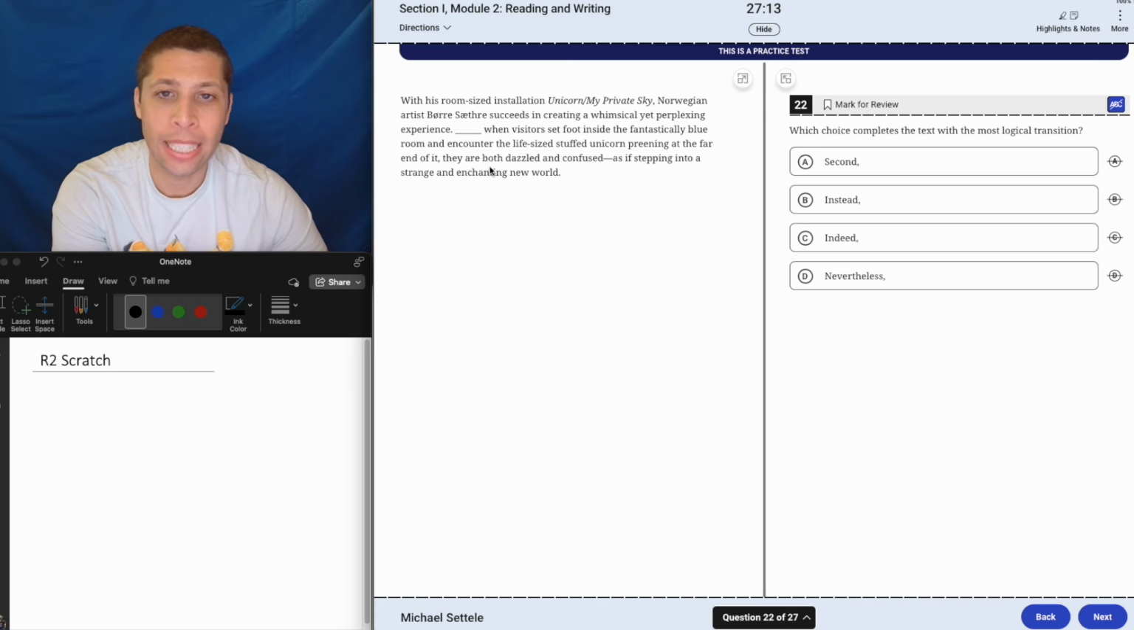Okay, with his room-sized installation, Unicorn, My Private Sky, Norwegian artist, whatever, succeeds in creating a whimsical yet perplexing experience. When visitors set foot inside the fantastically blue room and encounter the life-size stuffed unicorn preening at the far end of it, they are both dazzled and confused, as if stepping into a strange and enchanting new world.